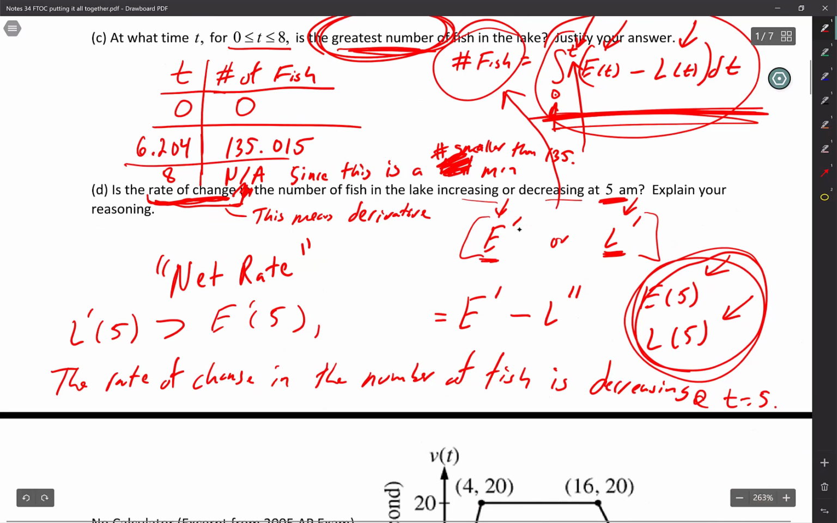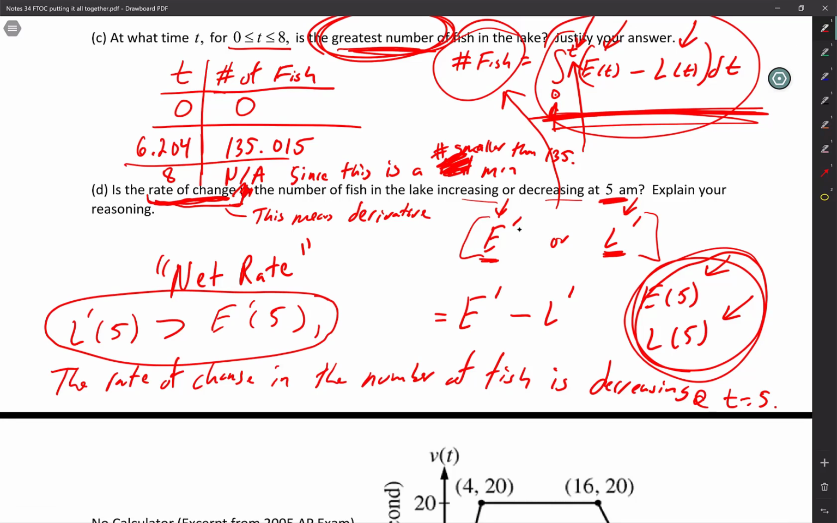E prime minus L prime is definitely negative. Yes. Well, that and L prime is larger than E prime. Both statements are the same. So Godinez is saying, is E prime minus L prime a negative number? And it is. Is this the same thing as saying E prime minus L prime is negative? Yes, it is the same thing. I prefer this.